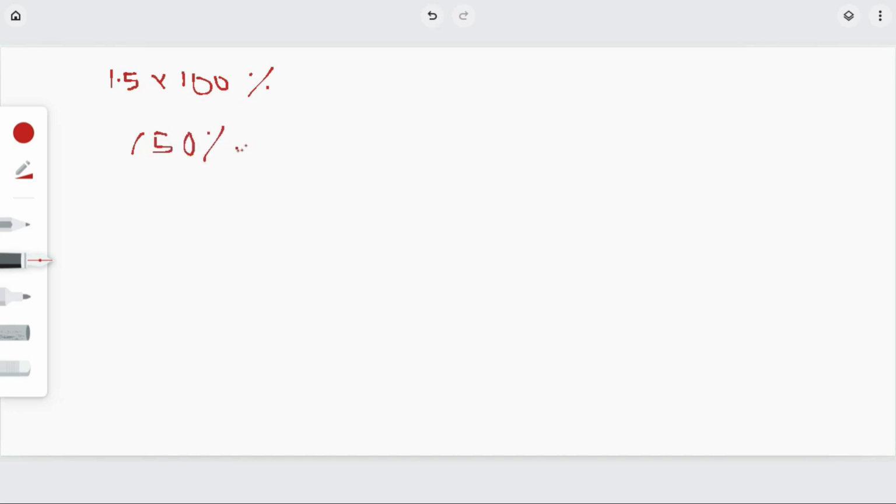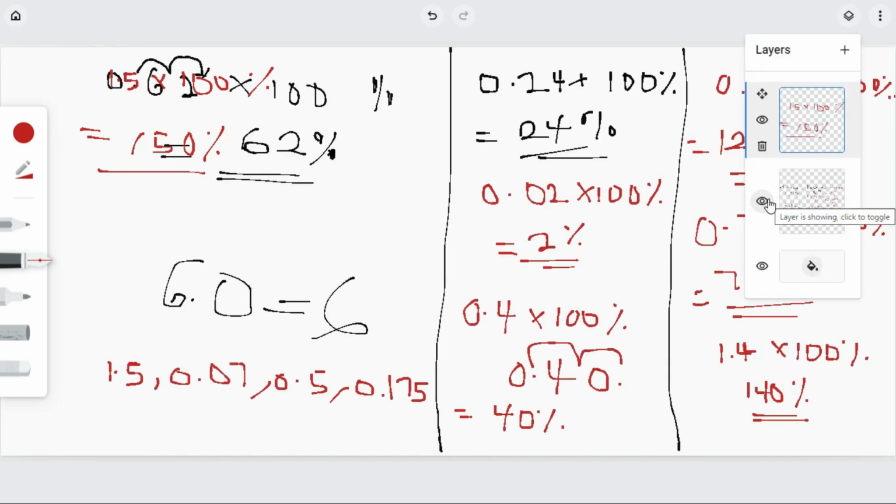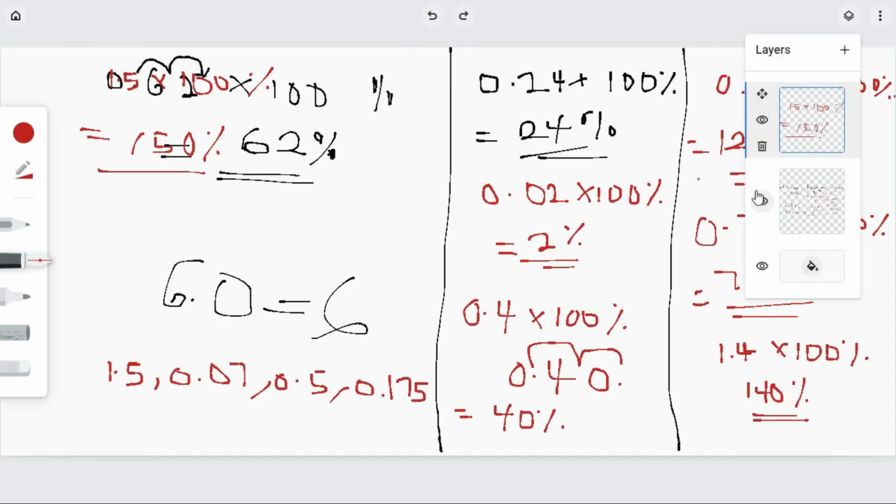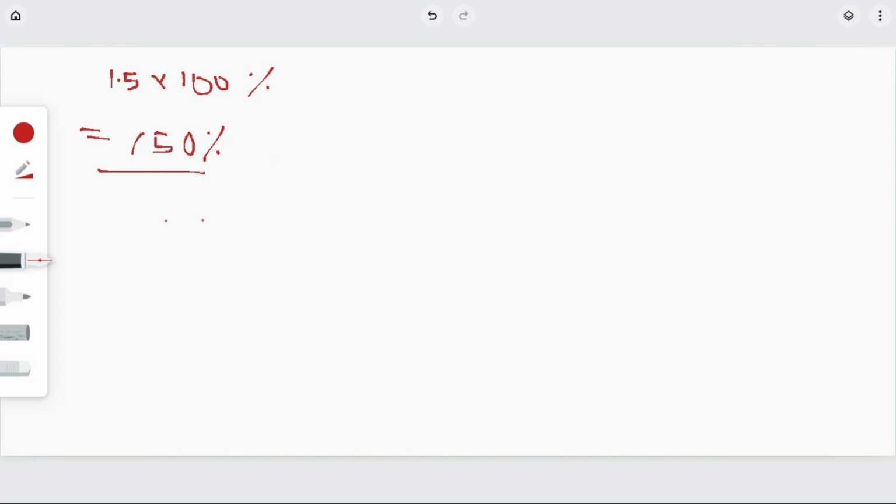Now the second one, which is 0.07. If you want to change 0.07 to percent, that means you are going to multiply it by 100. You are going to multiply by 100 and shift the decimal point 2 times. That means the answer will be 7%, you understand.